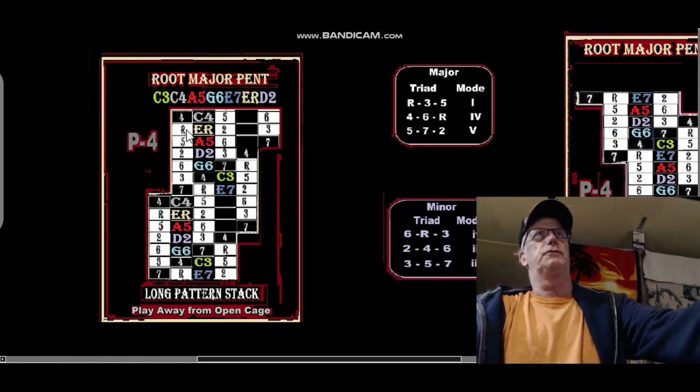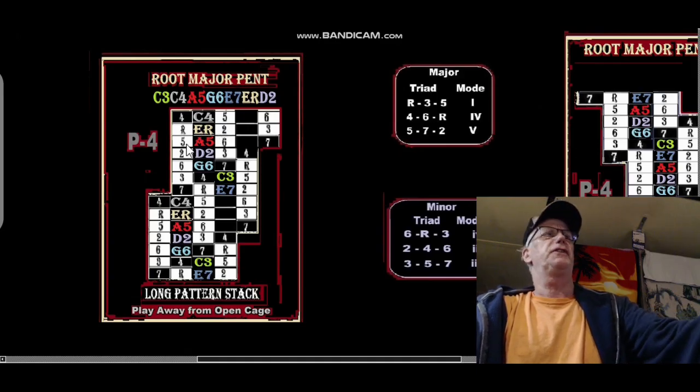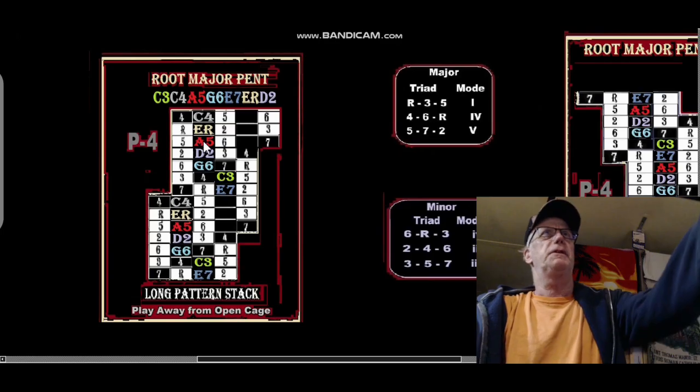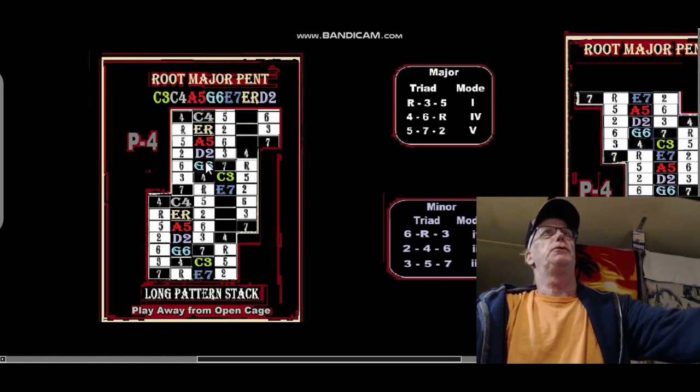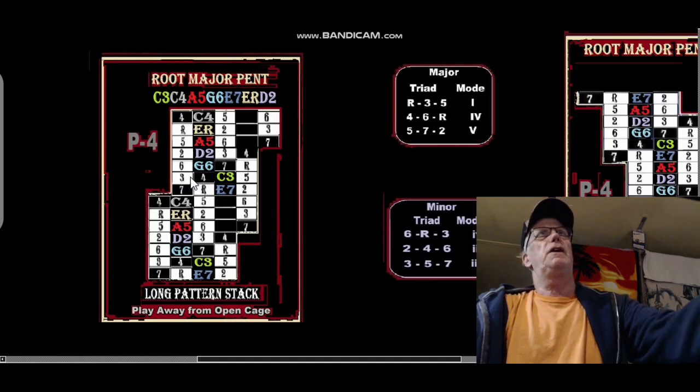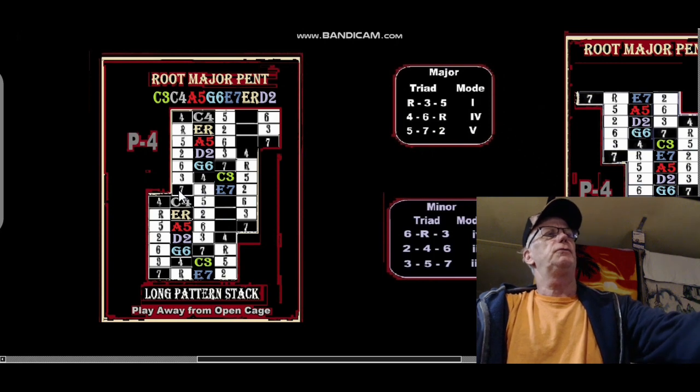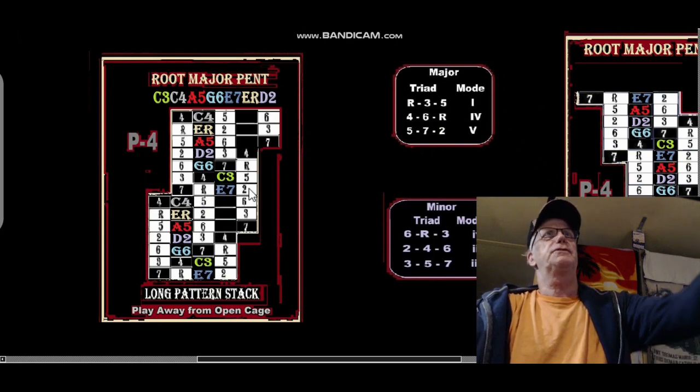We've got root 2, 3, the Ionian string shape. Then we have 5, 6, 7, the Mixolydian string shape. We have 2, 3, 4. The Dorian string shape is short. 6, 7 root. The Aeolian string shape is short. 3, 4, 5. The Phrygian string shape is short. And 7 root 2. The Locrian string shape is short.